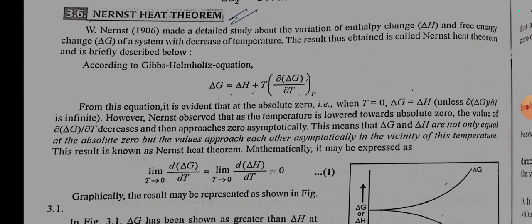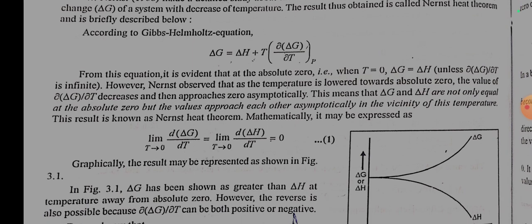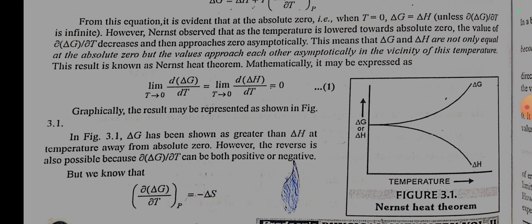Nernst heat theorem. W. Nernst in 1906 made a detailed study of the variation of enthalpy change and free energy of a system with decrease of temperature. The result thus obtained is called the Nernst heat theorem, as briefly described below. According to the Gibbs-Helmholtz equation, ΔG = ΔH + T dΔG/dT. From this equation, it is evident that at absolute zero, that is when T = 0, ΔG = ΔH.